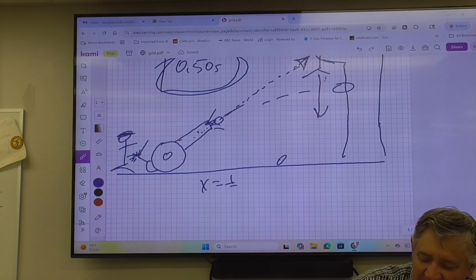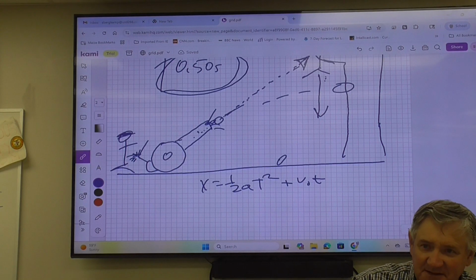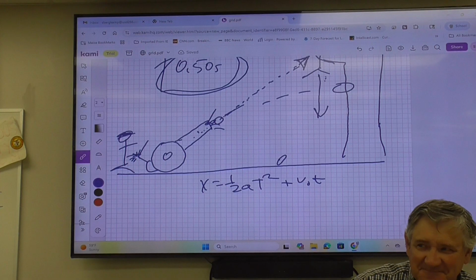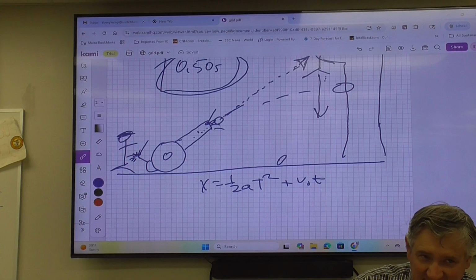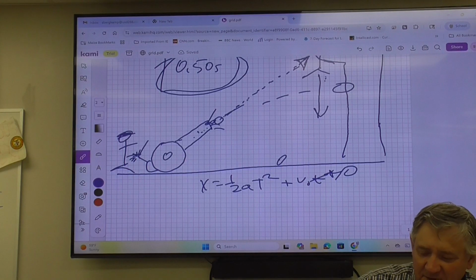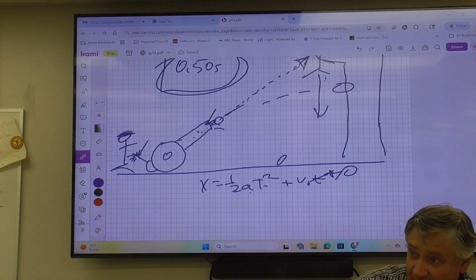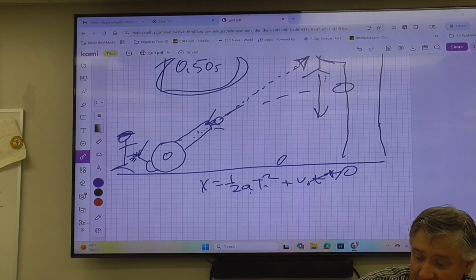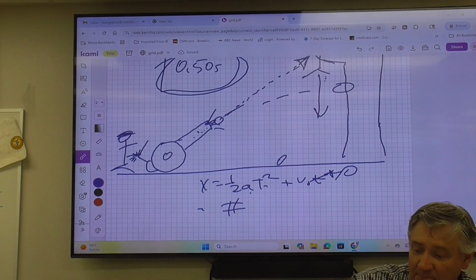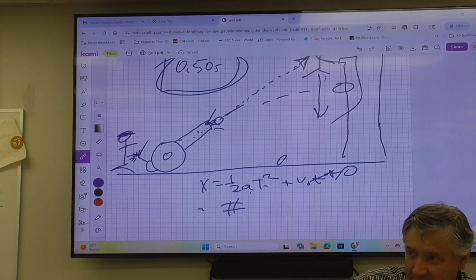X equals one half a t squared plus v naught t, right? You've seen this before. Okay? What's the monkey's initial velocity? Zero. Okay? So you could plug in a half a second squared times negative 9.8 times a half, right? And you're gonna get a number, which is how far the monkey fell.